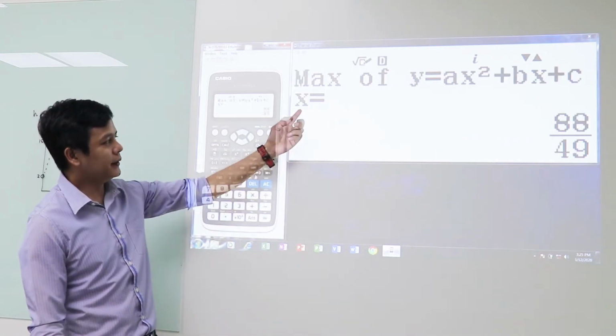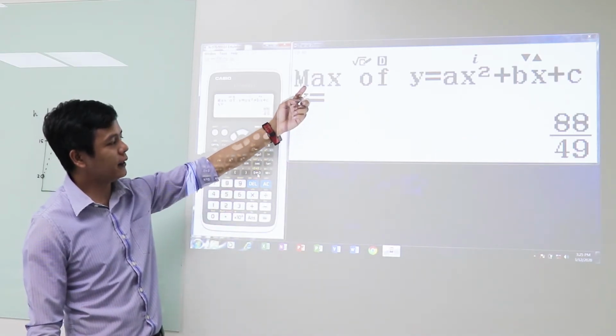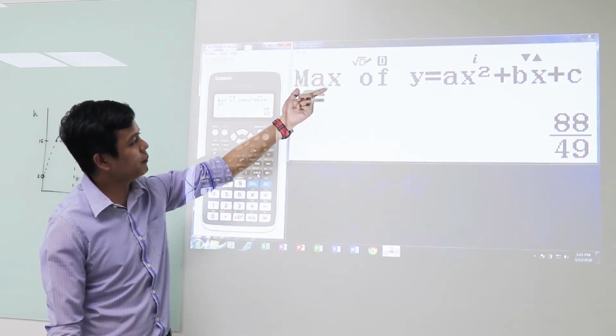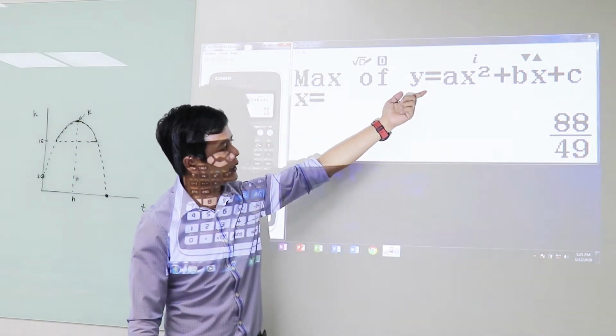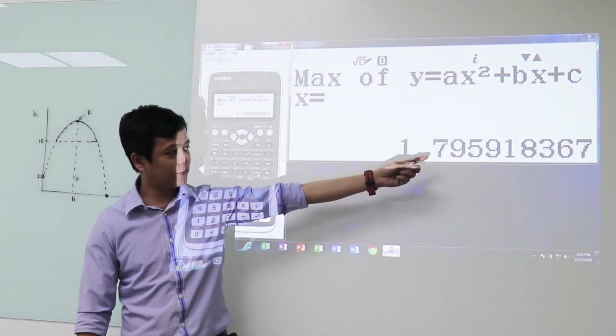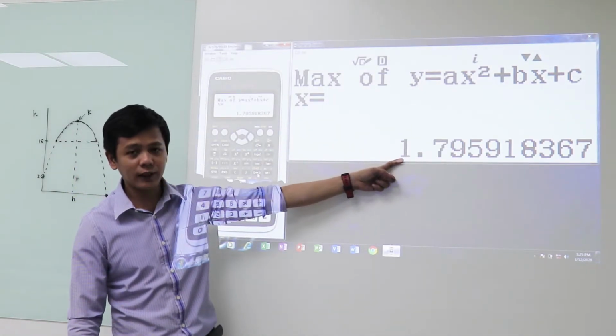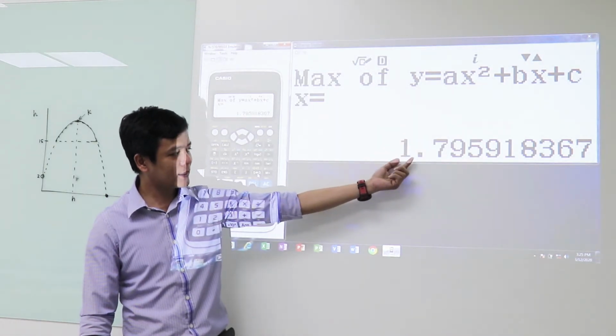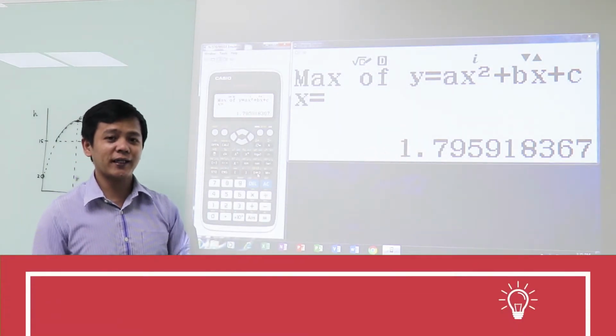Next. Then this value of x here, as you can see, will give you the maximum of y equals ax squared plus bx plus c. And that x is 88 over 49, which is 1.79. This means this is the time where the ball reached the maximum height.